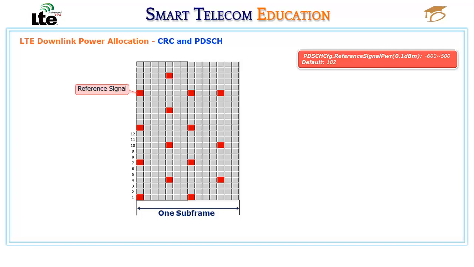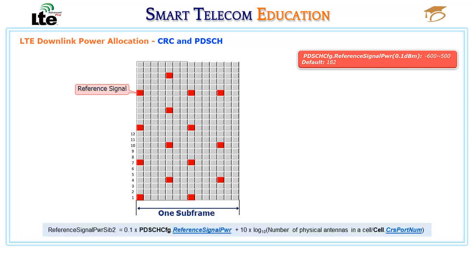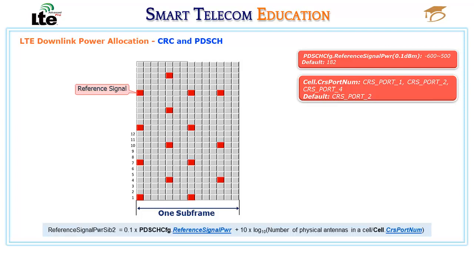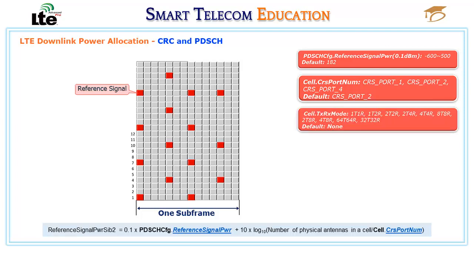For common scenarios, the RS power indicated in System Information Block Type 2, namely reference signal power in SIB2, in the unit of dBm, is calculated using the following formula: 0.1 multiplied by the reference signal power plus 10 log of the number of physical antennas divided by the number of CRS ports in the cell. The number of physical antennas in a cell is specified by the cell TXRX mode parameter. For 8T8R and 32T32R FDD cells, the RS power indicated in SIB2 is calculated using the following formula: 0.1 multiplied by the reference signal power.